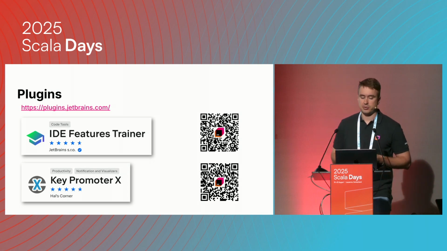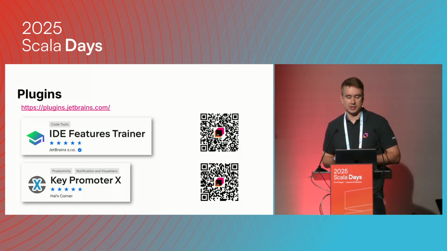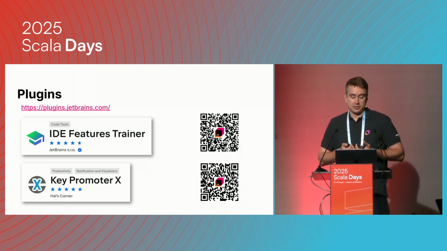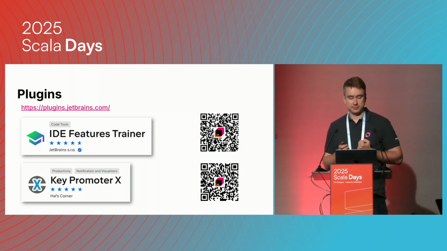Another one is Key Promoter. Nice plugin which can suggest you. It can show you a notification and advise using some key shortcut when it sees that you do something with mouse and when it sees the possibility to optimize it, for those who want to learn more shortcuts.